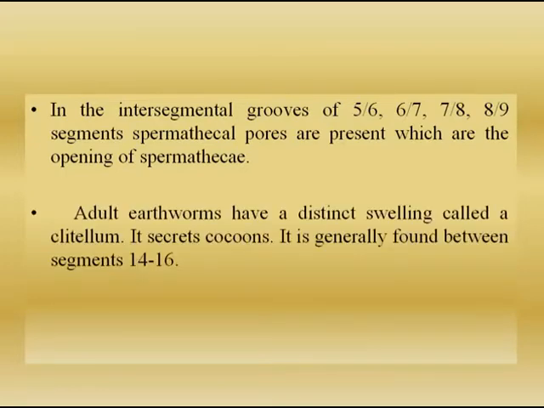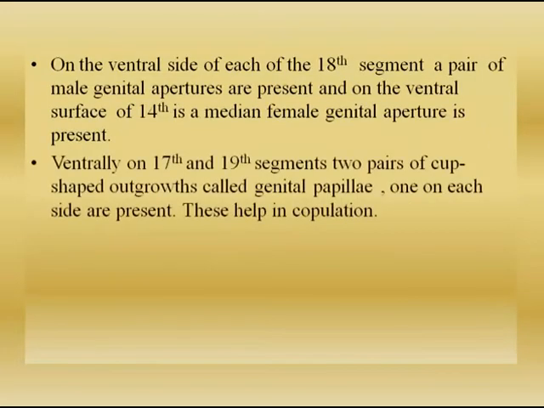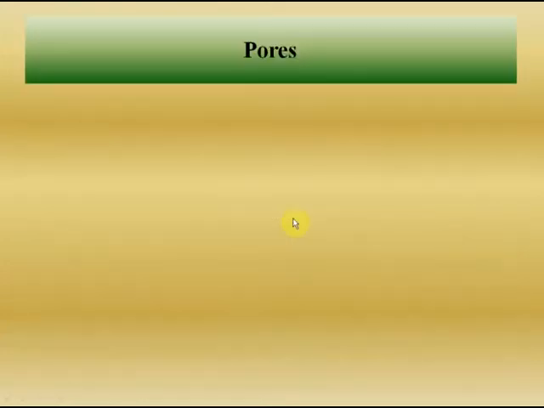And an adult earthworm secretes cocoons, and clitellum helps in the secretion of cocoons. After copulation, baby earthworm develops in the cocoon. Now, female genital aperture is present in the 14th segment, and on 17th and 19th segment, genital papillae are present that help in copulation.